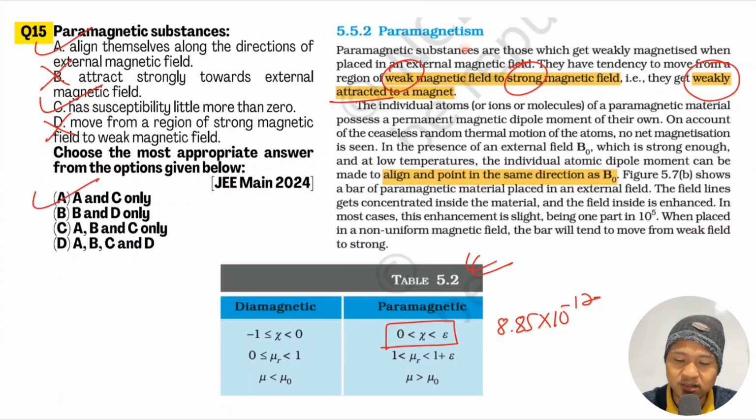You have to read it line by line. It possesses a permanent magnetic dipole moment, which is an important point. Go line by line through diamagnetism, paramagnetism and ferromagnetism.